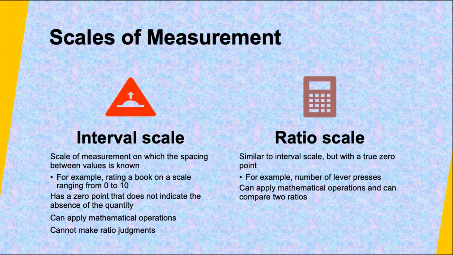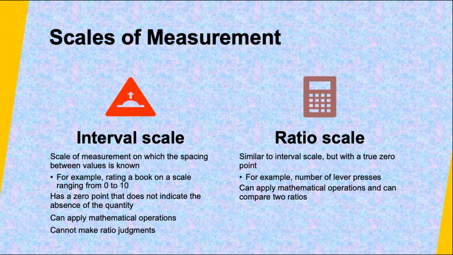Then we have the interval scale, a scale of measurement on which the spacing between values is known. For example, rating a book on a scale ranging from 0 to 10. It has a 0 point that does not indicate the absence of the quantity. You can apply mathematical operations, but you cannot make ratio judgments.